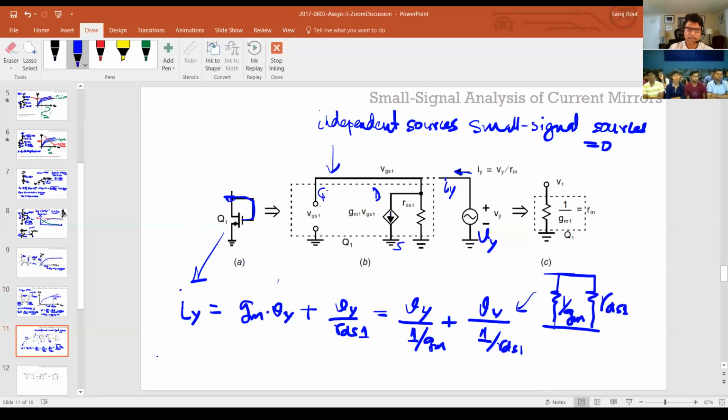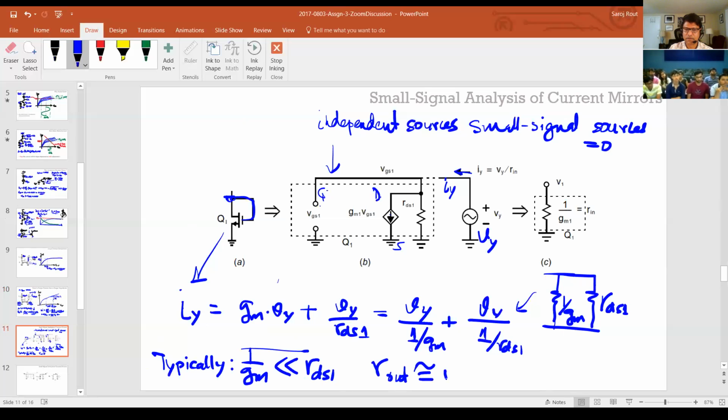But typically, 1 over Gm is much, much smaller than RDS, in this case, RDS1, right? So then your output impedance, R out, is just equal to 1 over Gm. I'm sorry, 1 over Gm of that transistor.